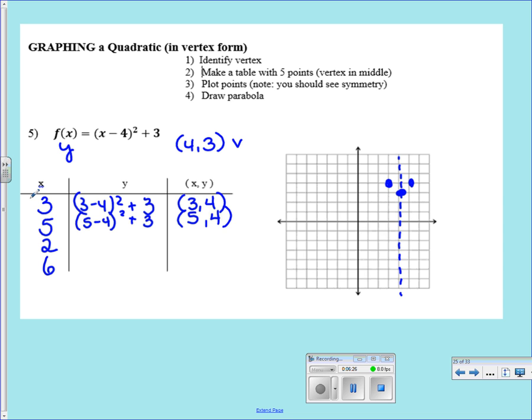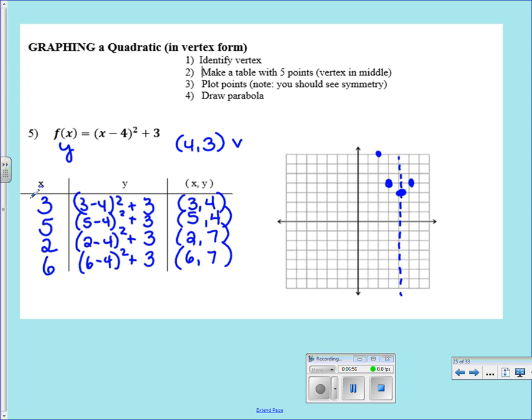And then next, let's try 2. So 2 minus 4, quantity squared, plus 3. So 2 minus 4 is negative 2. Negative 2 squared is 4. 4 plus 3 is 7. So I'm going to get 2, 7. I don't even know if that'll fit. 1, 2, 3, 4, 5, 6, 7. Ooh, barely. And then again, I don't necessarily need to do the other one because of symmetry. I know what it's going to be. It's just going to turn out to be 6, 7.